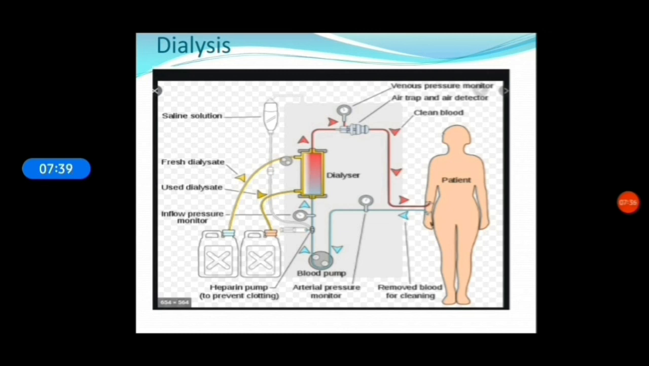passes through the selectively permeable membrane cellulose tubes into the dialyzing solution. The clean blood is pumped back into the vein of the patient's arm. In this way, the dialysis process helps patients who are having kidney failure.